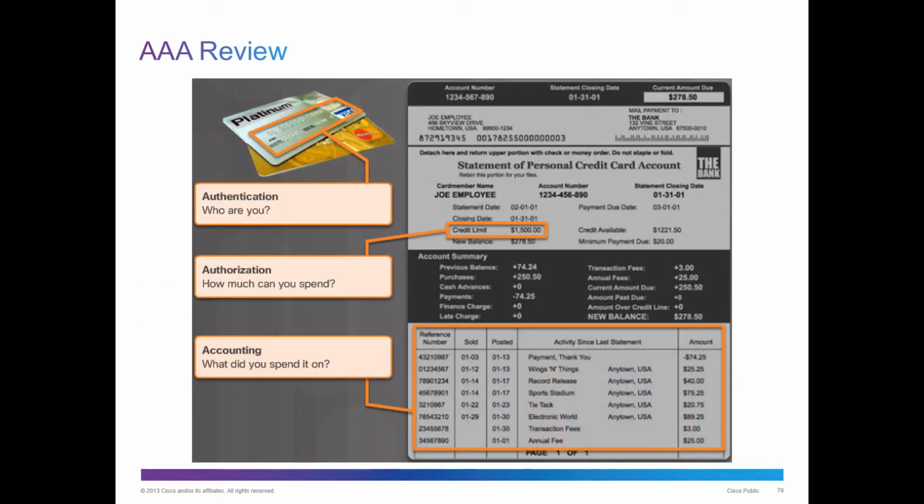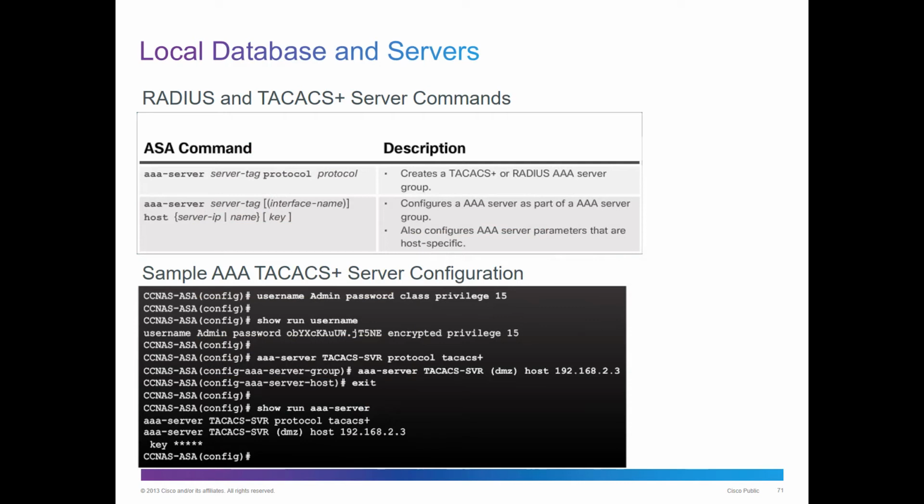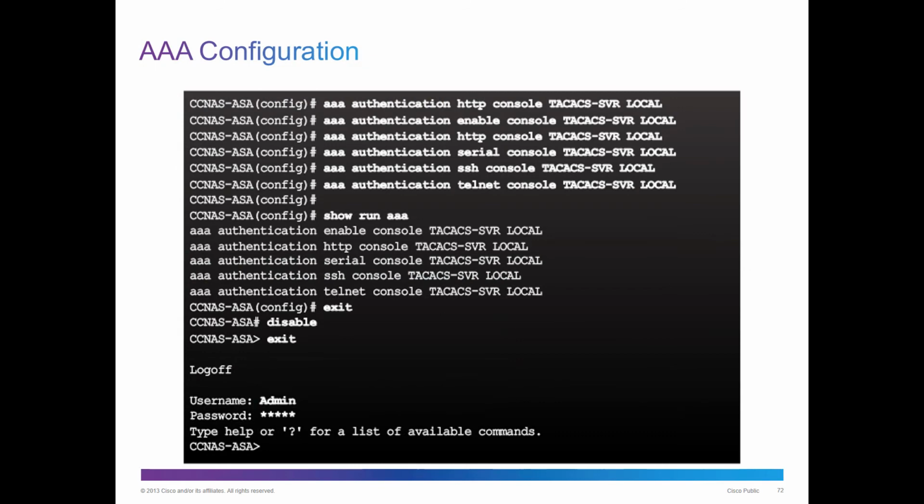I believe one of the last major sections is going to be AAA. AAA, again, who are you? What can you do? And the record keeping: authentication, authorization, and accountability or accounting. We've already looked through this, looking at RADIUS and TACACS. Here with AAA server, we'd be setting up a server tag and the appropriate protocols. So here, AAA server, TACACS server, protocol TACACS. The server tag is just the name. Setting up the appropriate server group and hosts. Setting up the appropriate authentication for HTTP, for the different options, whether it be local, for serial, for SSH, for Telnet, and so forth.